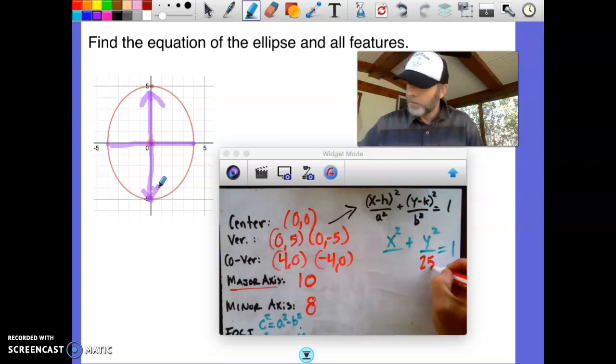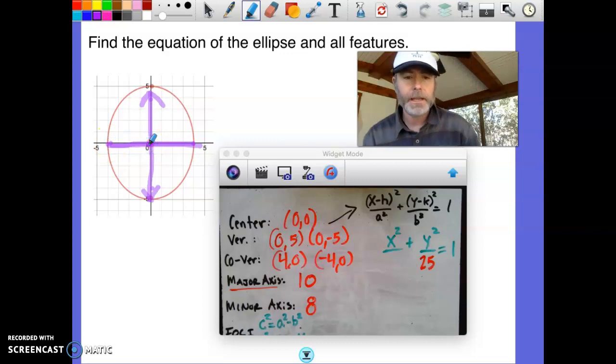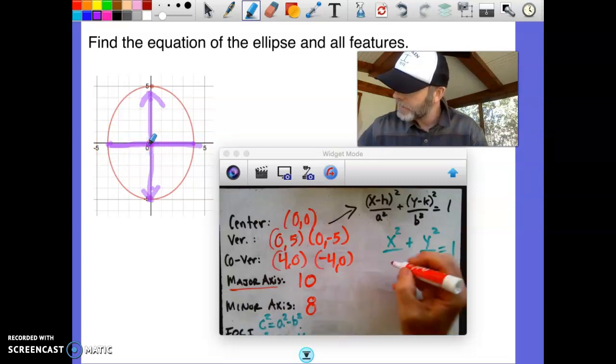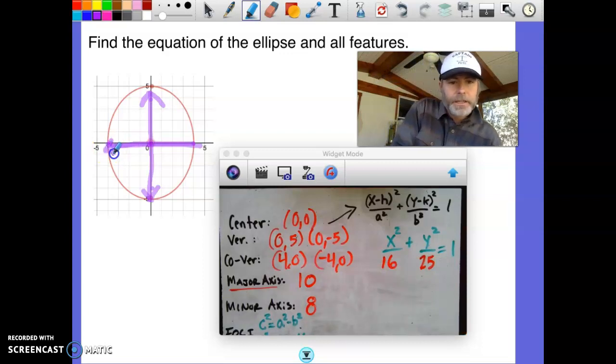And then we're going to take our minor axis. Our minor axis was 8. Half of that is 4, so the length from here to here, that's the letter B, is 4. We're going to square that. That's 16. That goes here underneath x because it's an x and y direction. And voila, we got our equation.